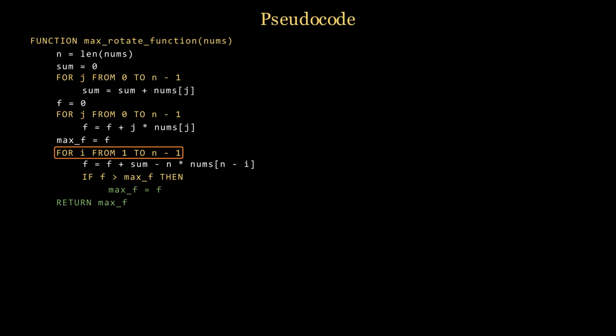Outer loop, i goes from 1 up to n-1, same as in the solution walkthrough. Each step recomputes f as f plus sum minus n times nums at index n-i. If f is bigger than max f, we refresh the best score. Set max f to this f when it is an improvement. Return max f.